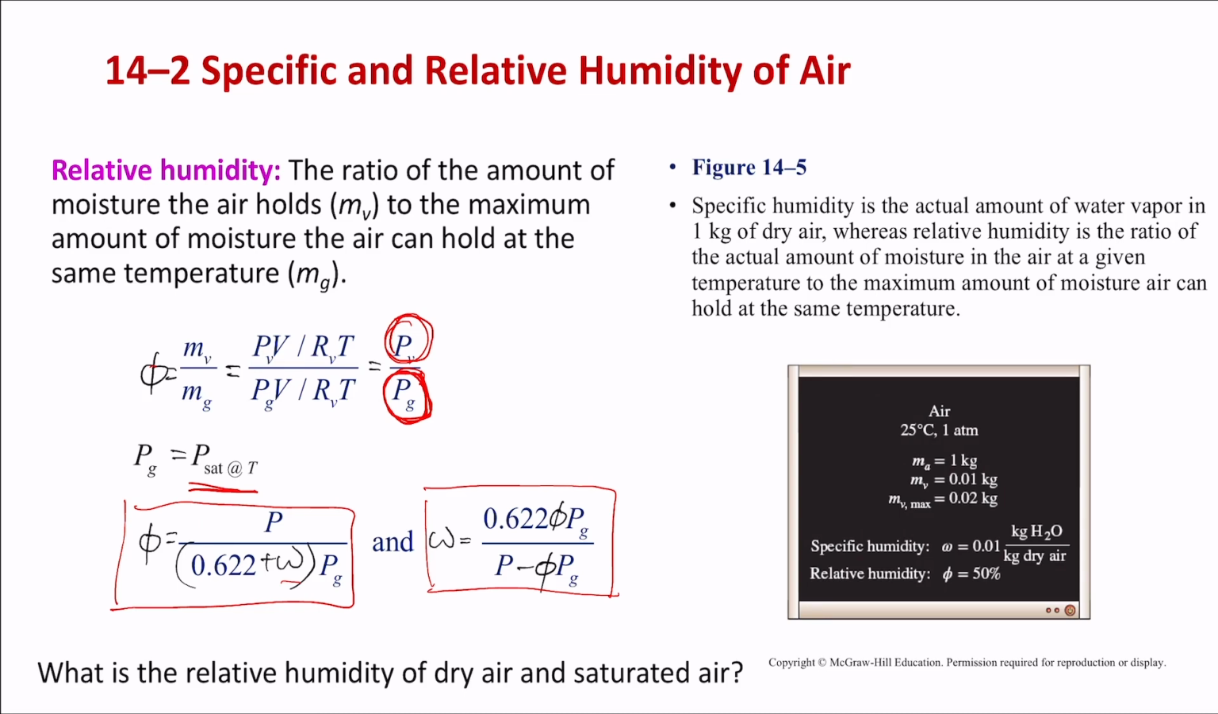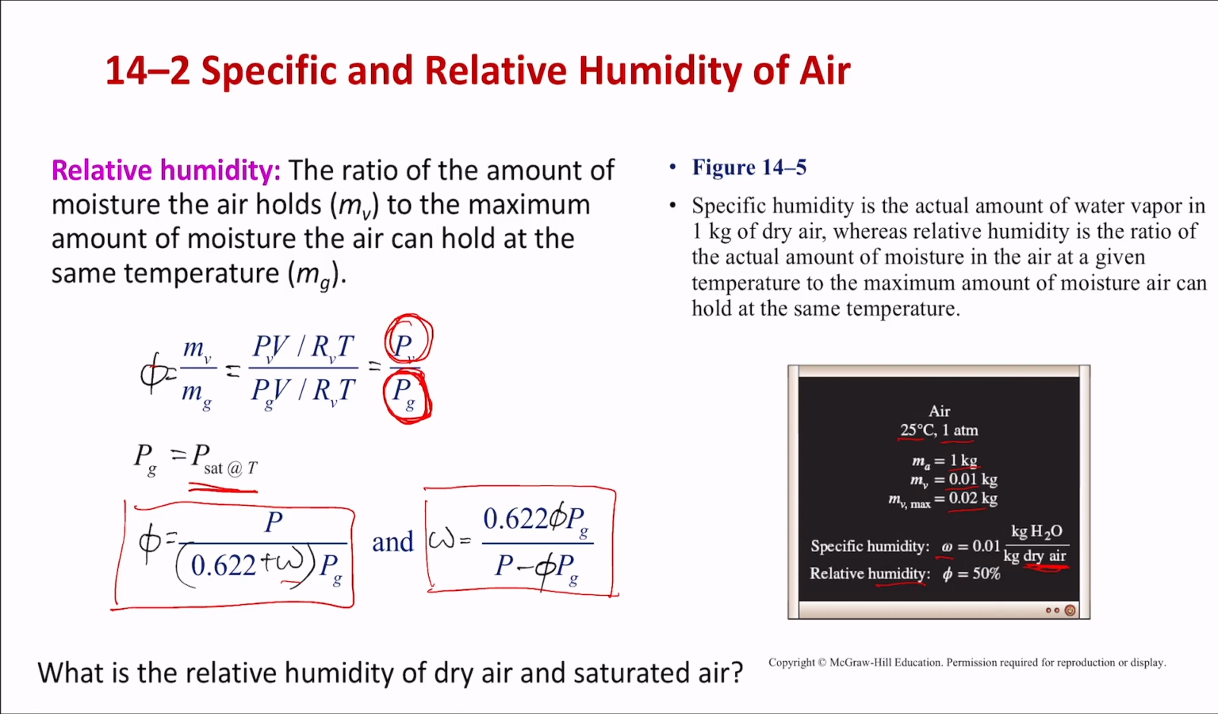So for example, on the right, this blackboard shows you, if you have 25 degrees Celsius, 1 atmosphere, your air mass is 1 kilogram, your vapor mass is 0.01, the maximum the air can hold is 0.02. Then the specific humidity or the absolute humidity is 0.01 divided by 1. So it's a mass ratio per kilogram of dry air. But relative humidity equals 0.01 divided by the maximum mass that it can hold. So it's 50%. This just illustrates the difference between absolute and relative humidity.